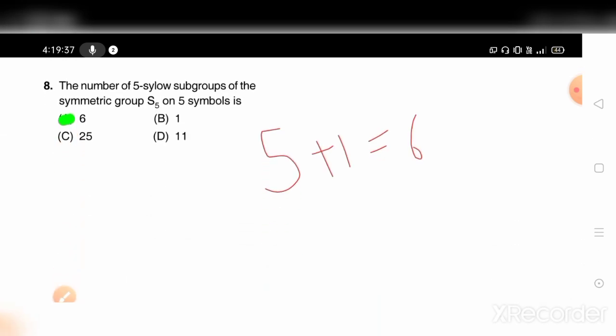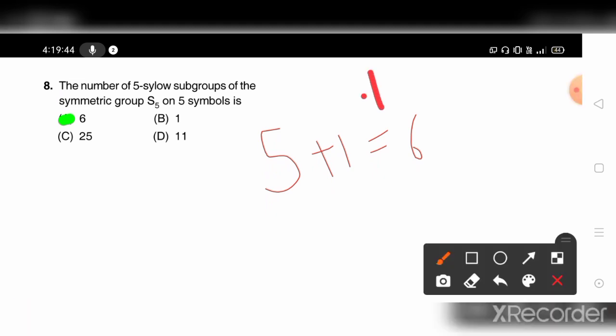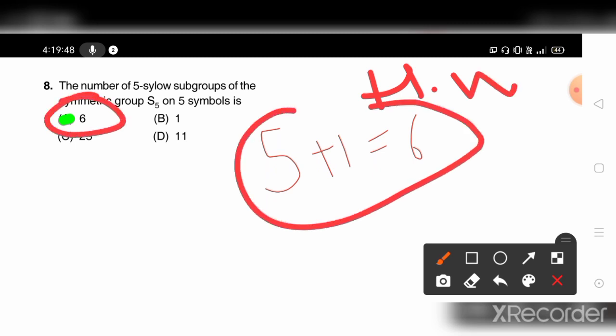Next question. The number of 5 Sylow subgroups of the symmetric group S5 on 5 symbols. This is for your homework. 5 plus 1 equal to 6. So option A is correct.